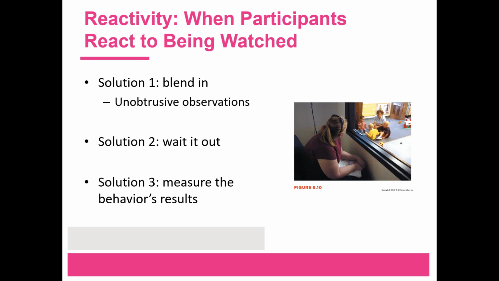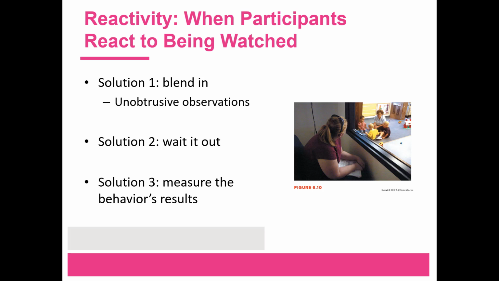What should a good researcher do to prevent such reactivity? One solution is to blend in. Make yourself less obvious by sitting in the back of the classroom, or by being in an adjacent room behind a one-way mirror in a setting that's designated for such observations. The goal is to make unobtrusive observations to prevent reactivity.